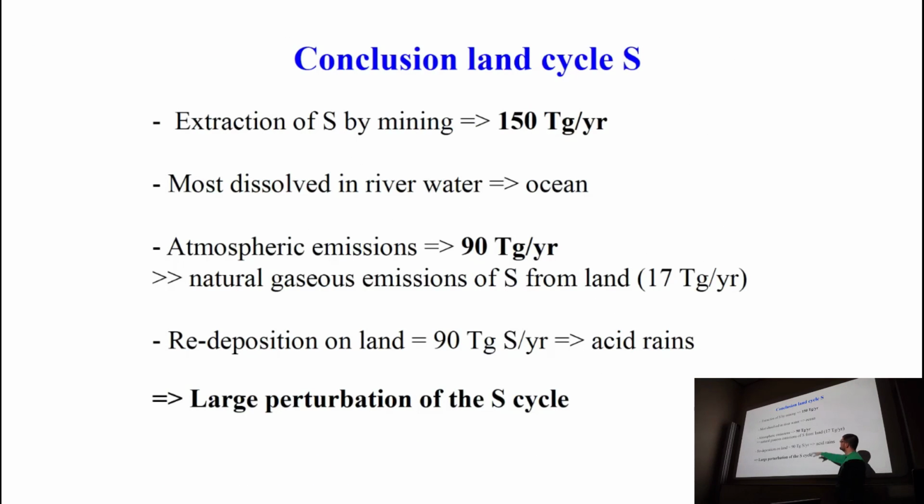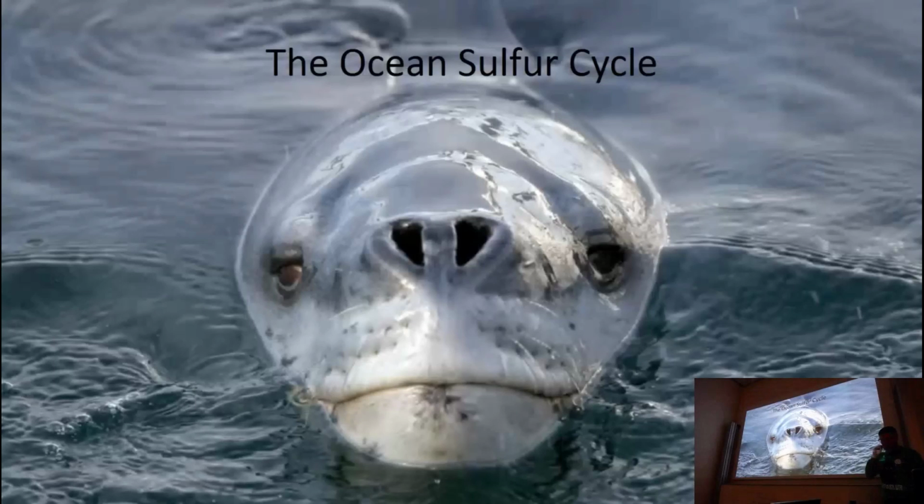Okay, so this summarizes our land cycle. So most of it's from mining. There are these atmospheric emissions, volcanoes, and biogenic emissions of sulfur. Most of it goes up and then it comes back down again. So it's only up there for a short amount of time.